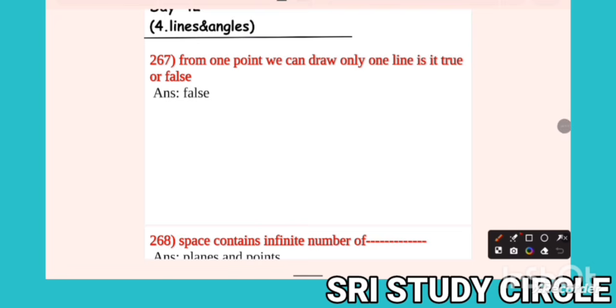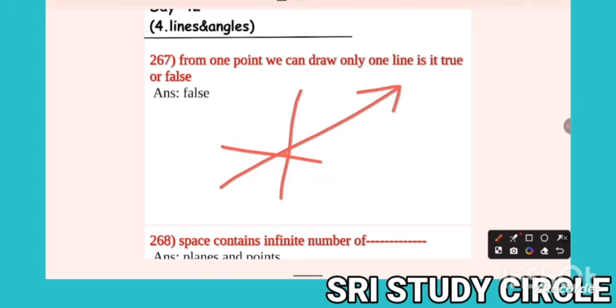From one point we can draw only one line. Is it true or false? No, false. How many lines can we draw here? Infinity, not one, not single. Therefore, this is the false answer.